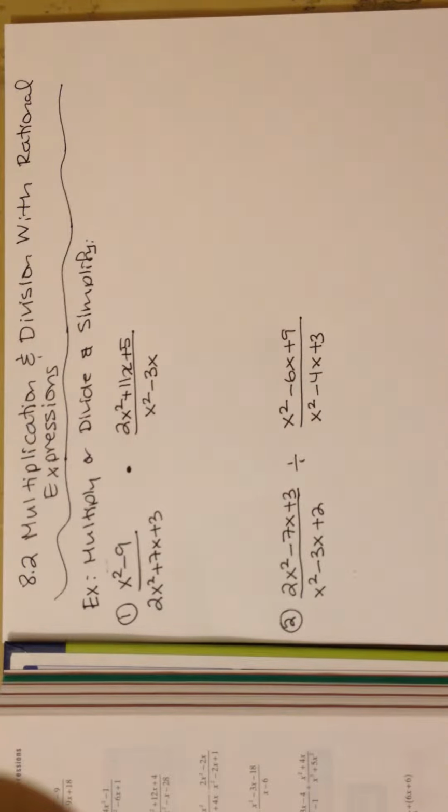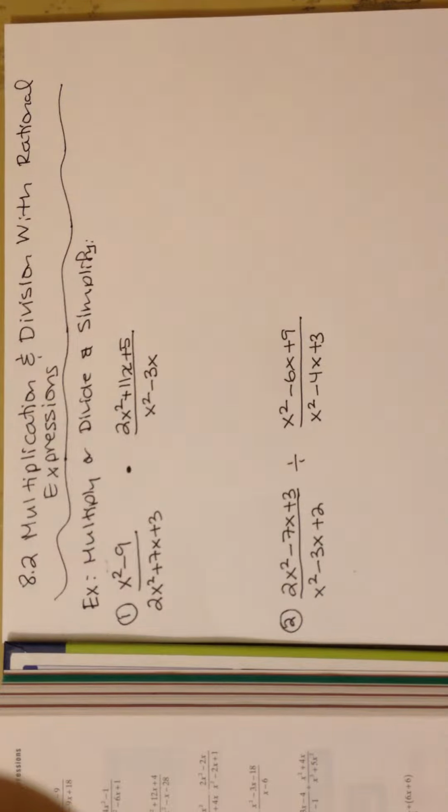Multiplication and division with rational expressions. Rational expressions are just fractions where the numerator and the denominator are polynomials. In order to multiply or divide, what you first need to do is make sure that you factor all of the polynomials, and then we can simplify, which means to reduce. So we factor first and reduce second.